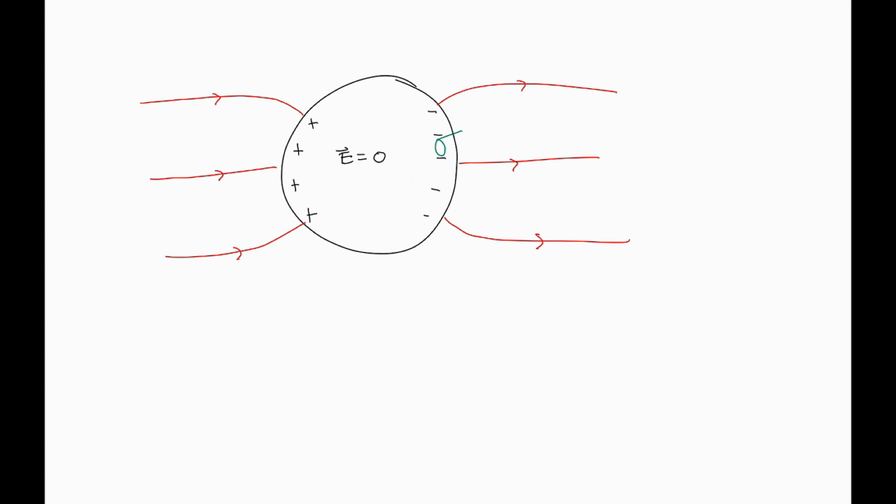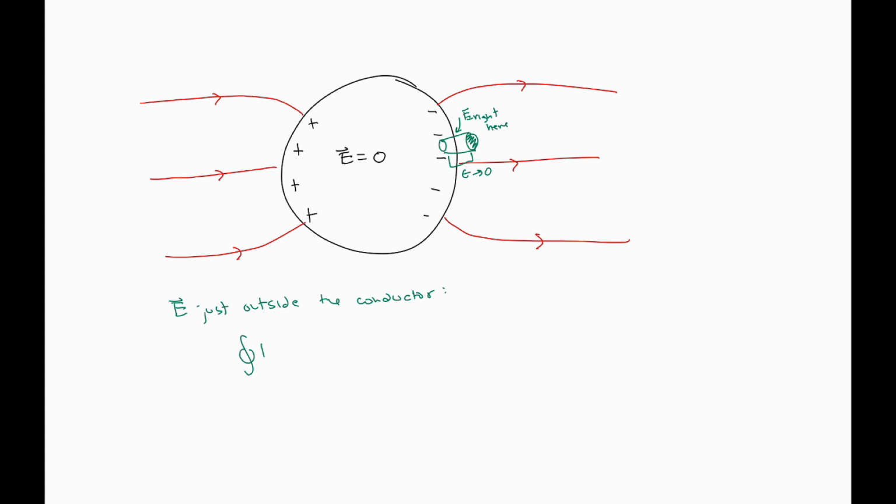If I were to draw a little Gaussian surface here, to try to understand the electric field just outside my conductor, so E right here, I'm going to take this width and shrink it down to 0. I want to understand how the electric field just outside the conductor is related to the surface charge density.